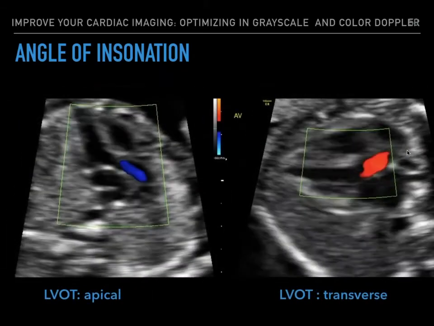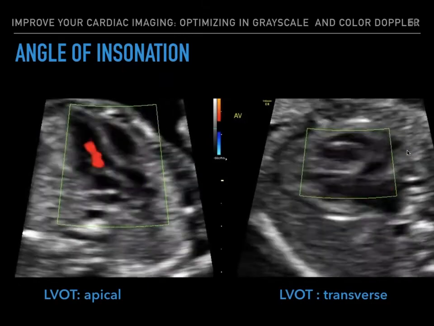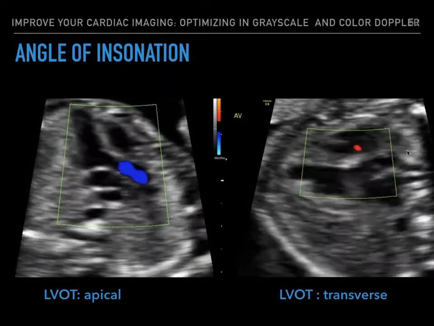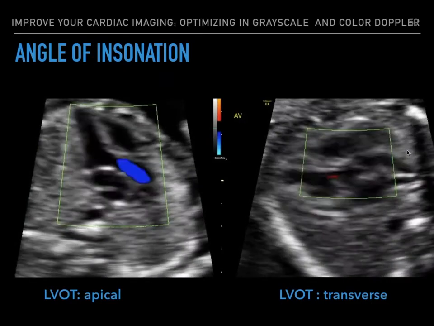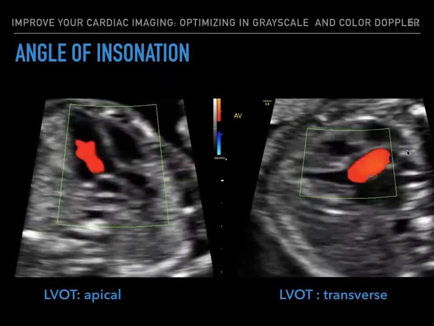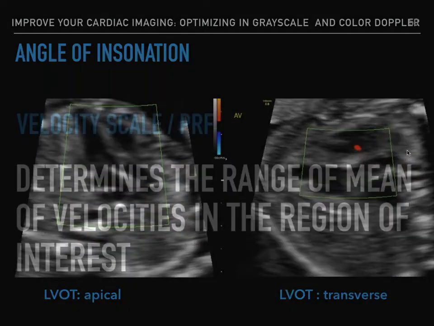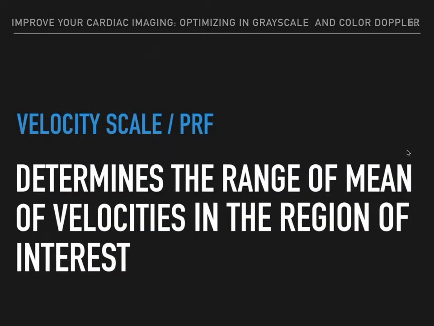The same goes for when looking at the LVOT. Color Doppler is best visualized from an apical or transverse view in order to align the flow within the aorta in a near parallel course with the angle of insonation. Velocity scale, pulse repetition frequency. So this determines the range of mean velocities in the region of interest.